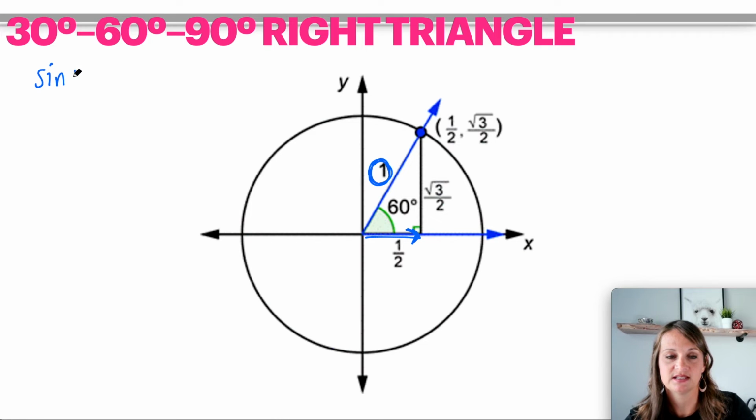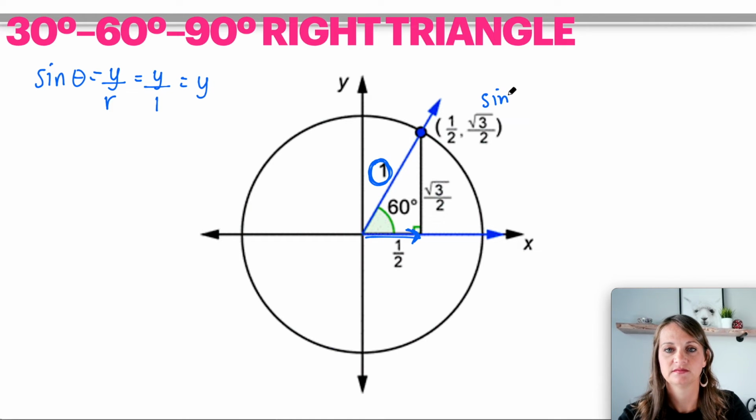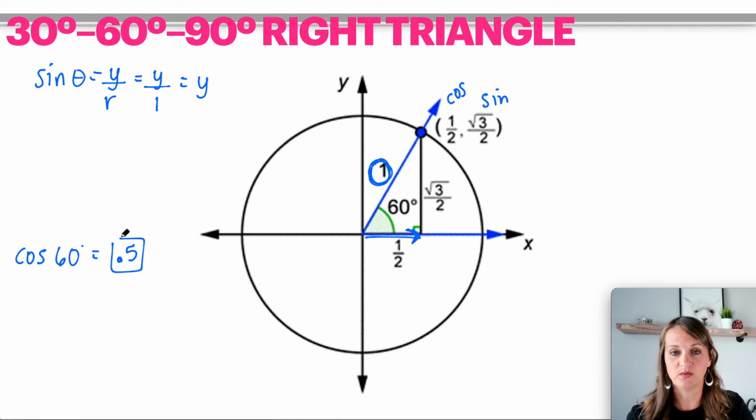Because if you remember, sine of theta is y over r, and we know that r is 1, so it's just y. So at 60 degrees, the sine is your y value, and cosine is going to be your x value, no matter what. So without even having to use a calculator, if someone asks me, hey, what is cosine of 60 degrees? Automatically, I can tell you that the answer is going to be 0.5. No matter what. The cosine is your x value, the sine is your y value.